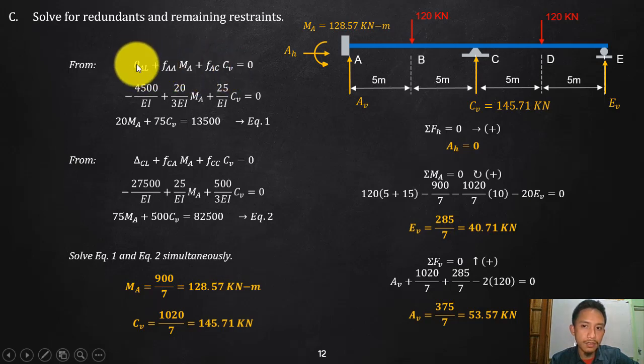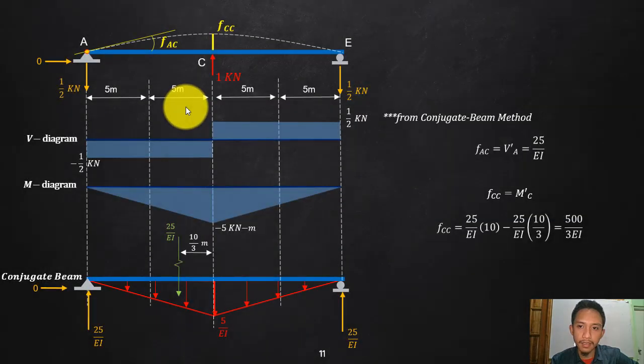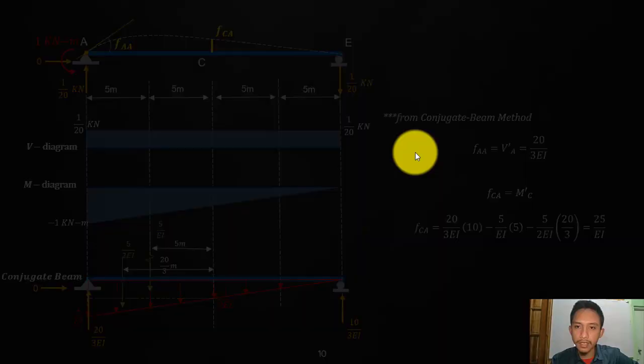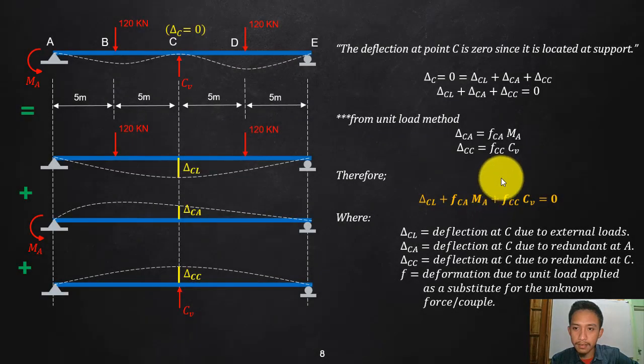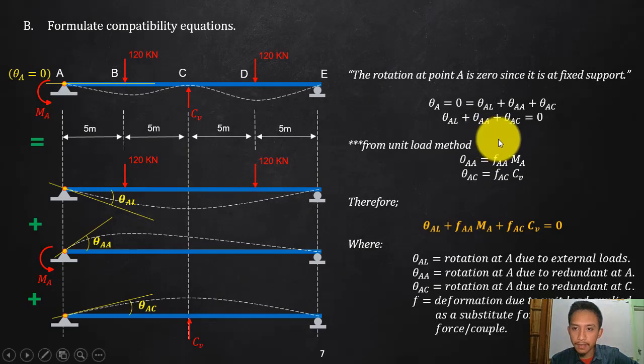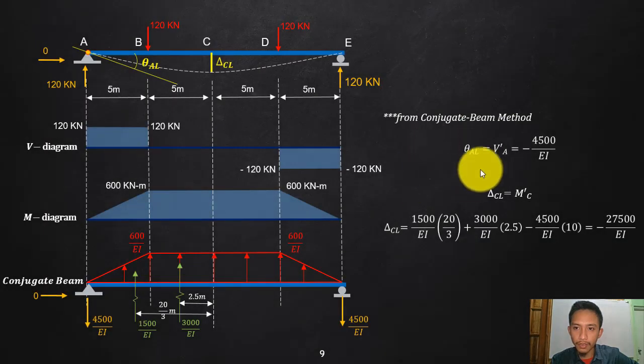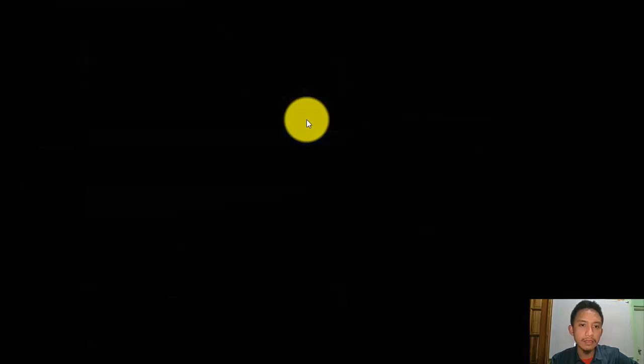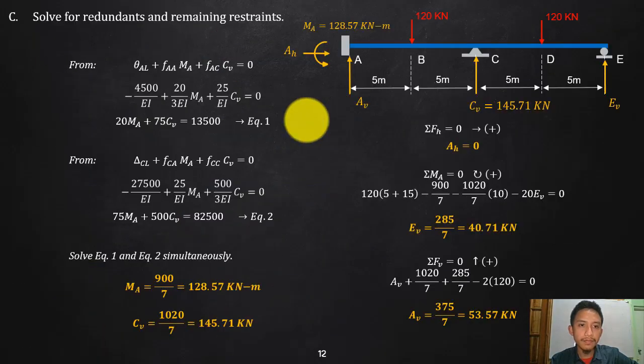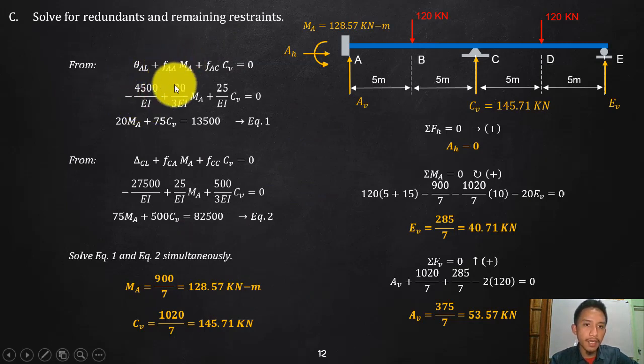Substitute now the values. Okay, if you'll try to go back to the slide, theta AL is negative 45 over EI. You can check that one so that I will not be sliding back. It will not waste our time. We already solved that, negative 45 over EI, so you can always check back. Okay, so substitute, that is negative 45 over EI, and of course, FAA, we solved that already to be 20 over 3 EI. MA is the unknown.